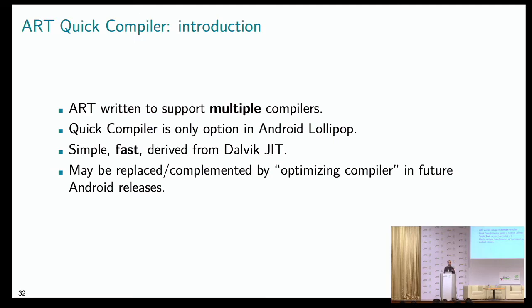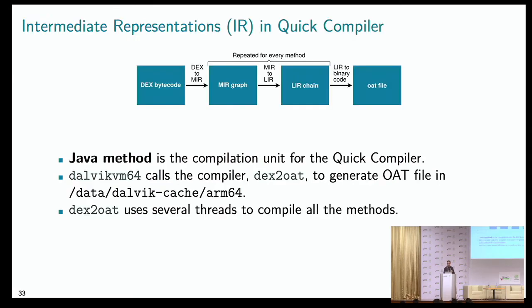If you have been following the progress in AOSP for Art, then you will have seen that Google is working on a new compiler called the optimizing compiler. And ARM is helping with that for the A64 version. In the future, we can imagine that Google will either replace the quick compiler using this optimizing compiler, or complement it. We'll have to see what happens in this time.